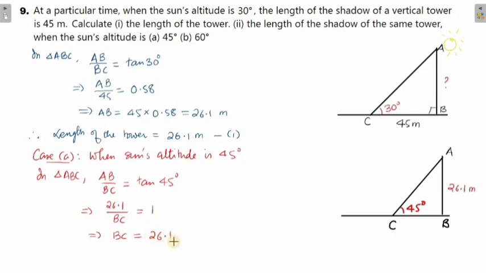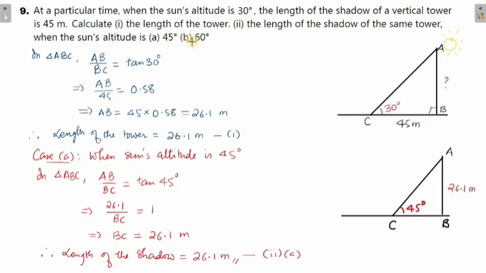26.1 again. Okay, so BC you get this to be 26.1, which means that the length of the shadow is, therefore, the length of the shadow is how much? It is 26.1 meter. So this is my second answer. Okay, that is number 2 sub number A. So this is my number 2 sub number A answer.